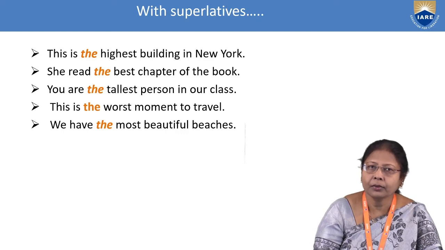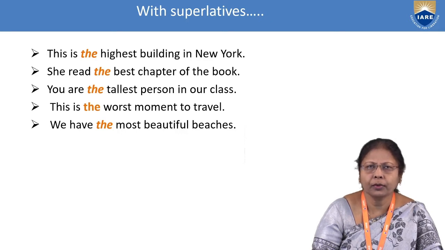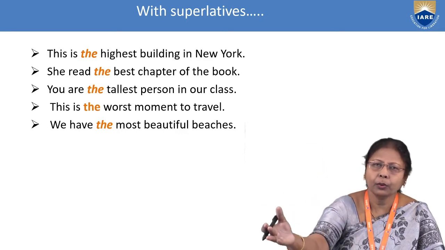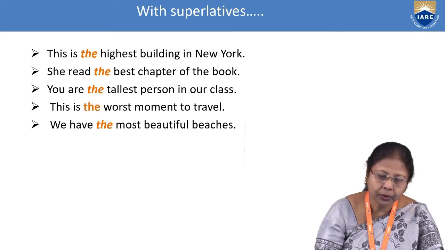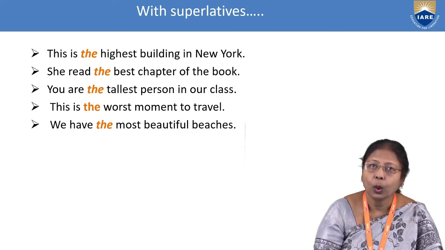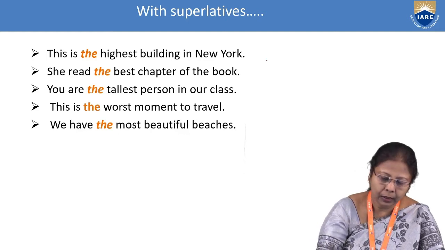And we have the most beautiful beaches. Many beaches we have. The most beautiful. Most means after that we don't have anything to compare with. So, the most beautiful, the most beautiful. So, with superlative degrees, we have to use the definite article the.